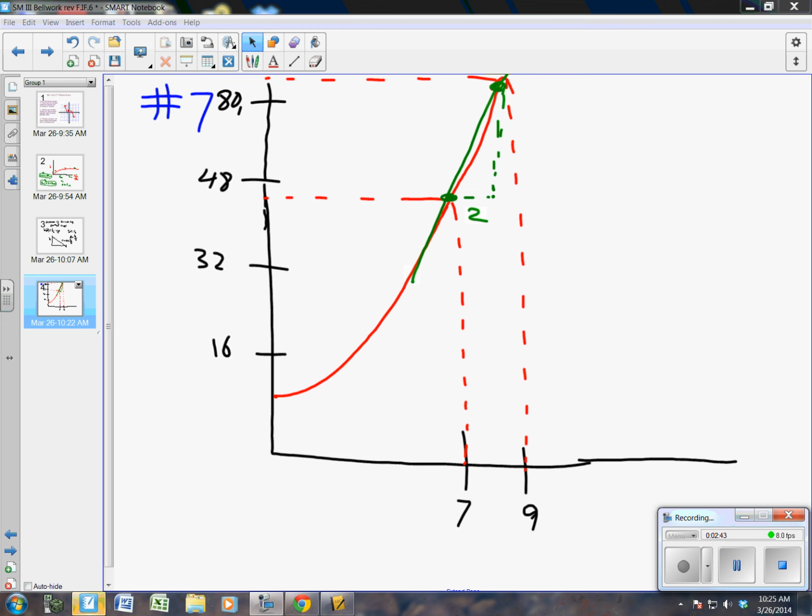It says estimate. It doesn't say you have to have the exact thing. It says estimate. But, I mean, it needs to be a close estimate. It needs to be a logical estimate. It needs to make sense based on what you have there. So go ahead and do that one on your own.